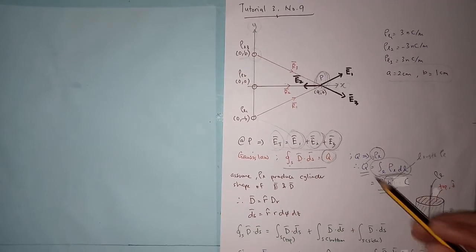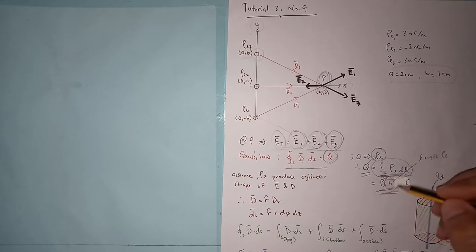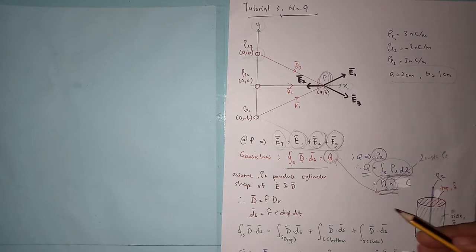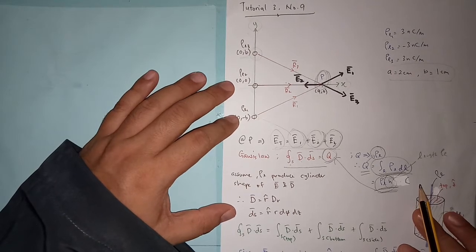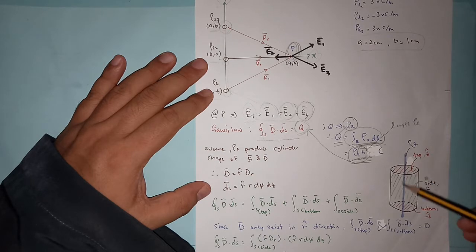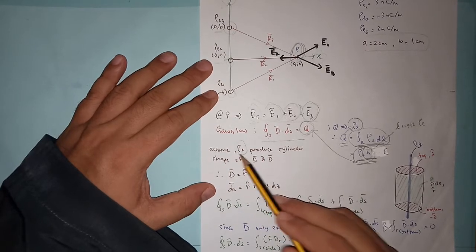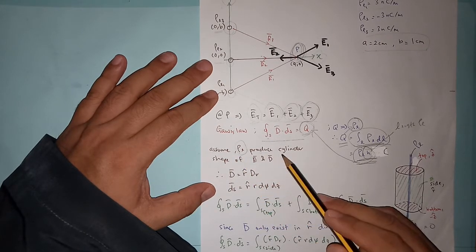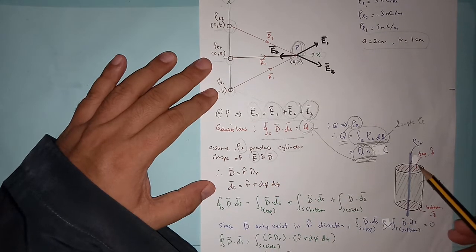Once we get the expression for Q here, later on we will use it to replace the Q parameter in the Gauss law equation. Let's say we have one line charge density here. Generally, we assume that our rho L, or line charge density, produces a cylindrical shape of electric field intensity and electric flux density. This is our line charge density, and this is the shape of vector E and vector D.